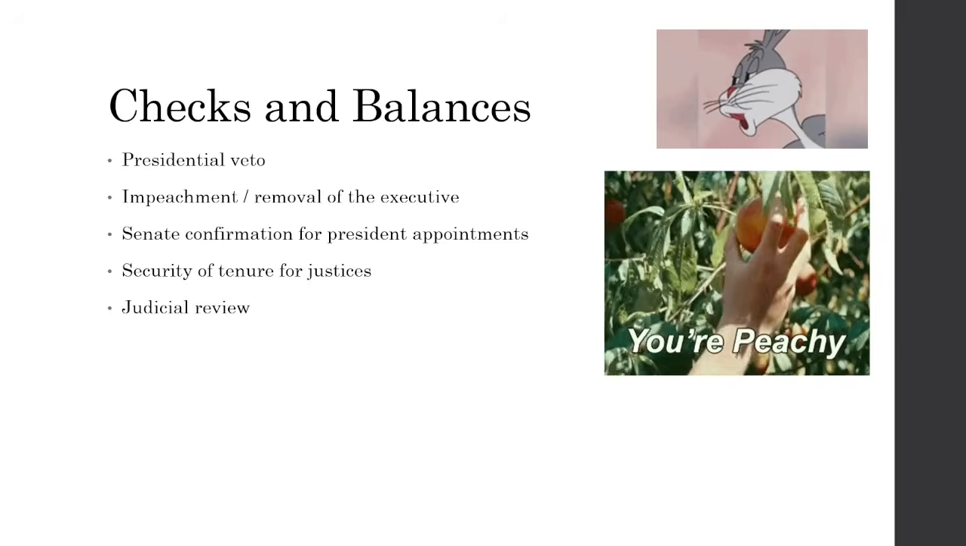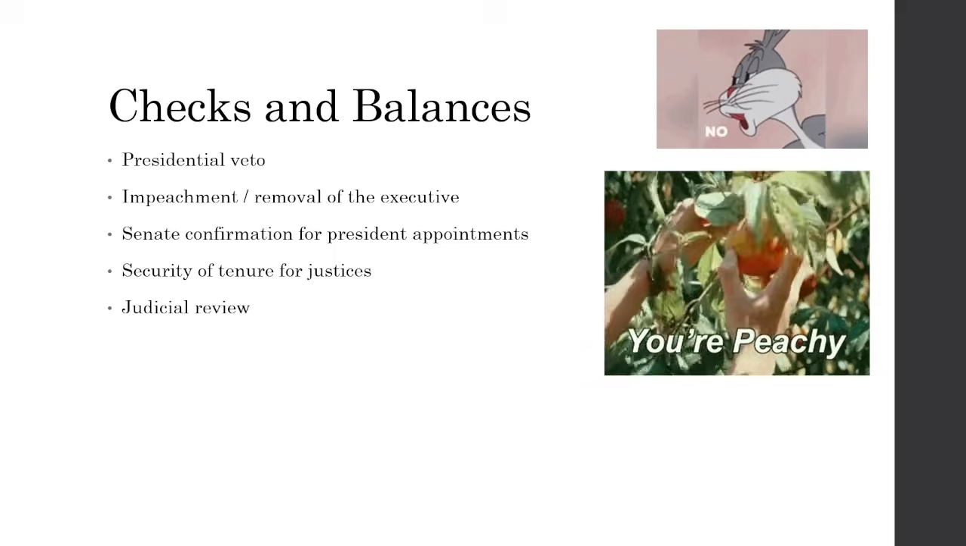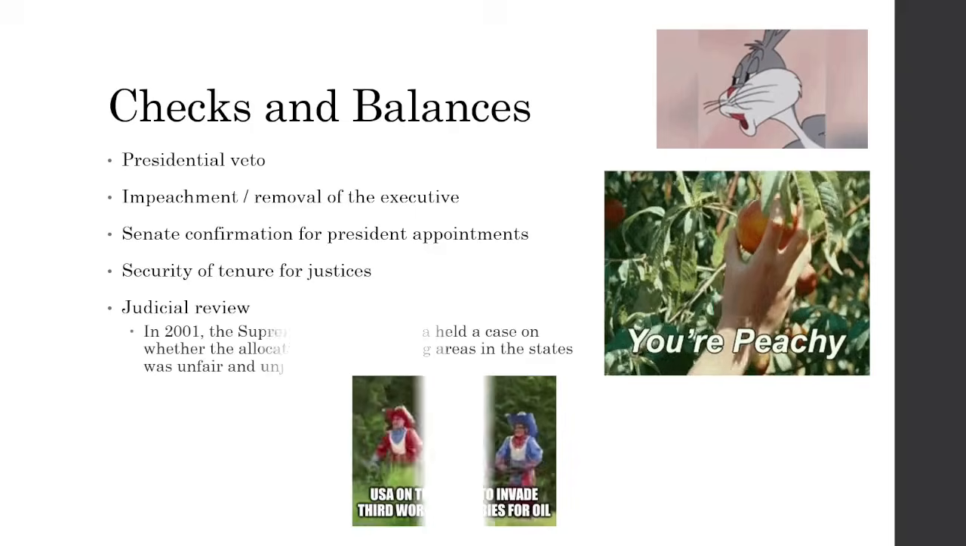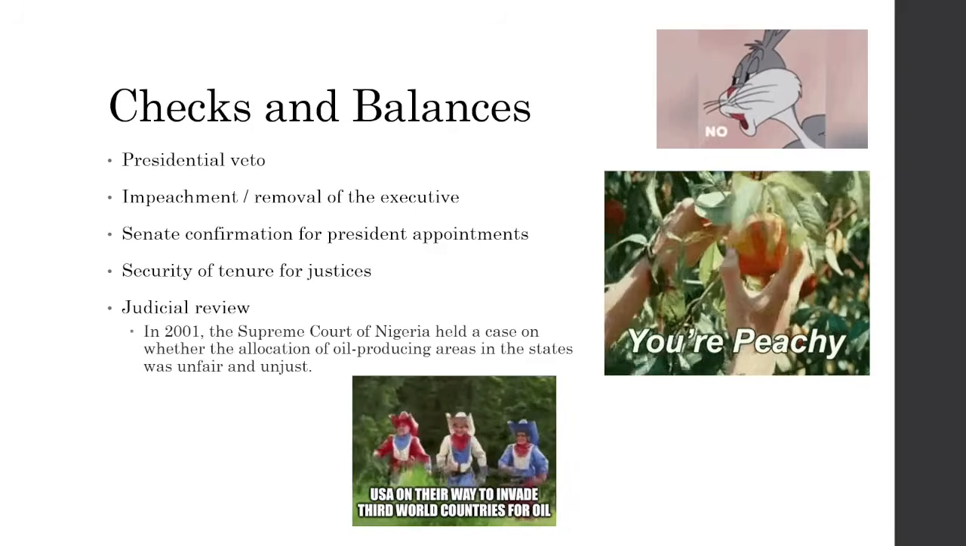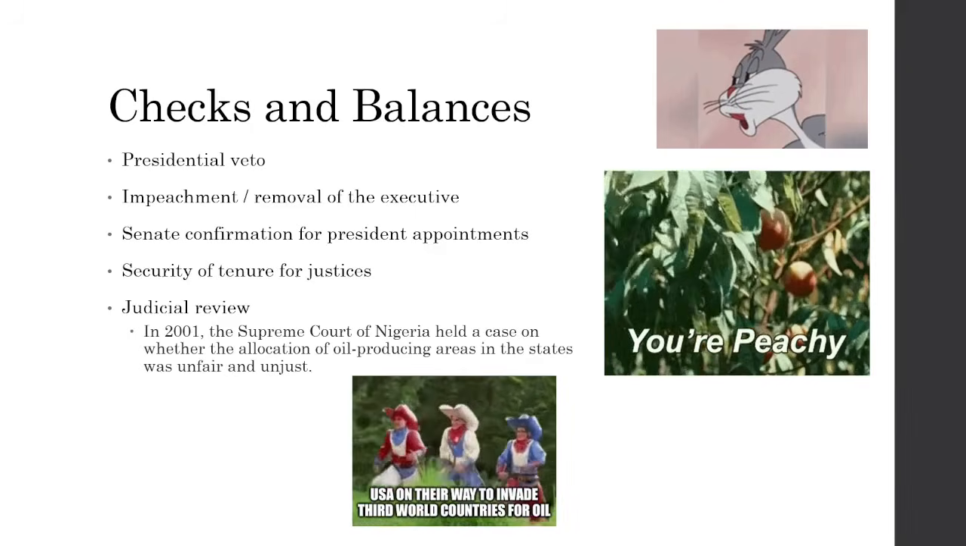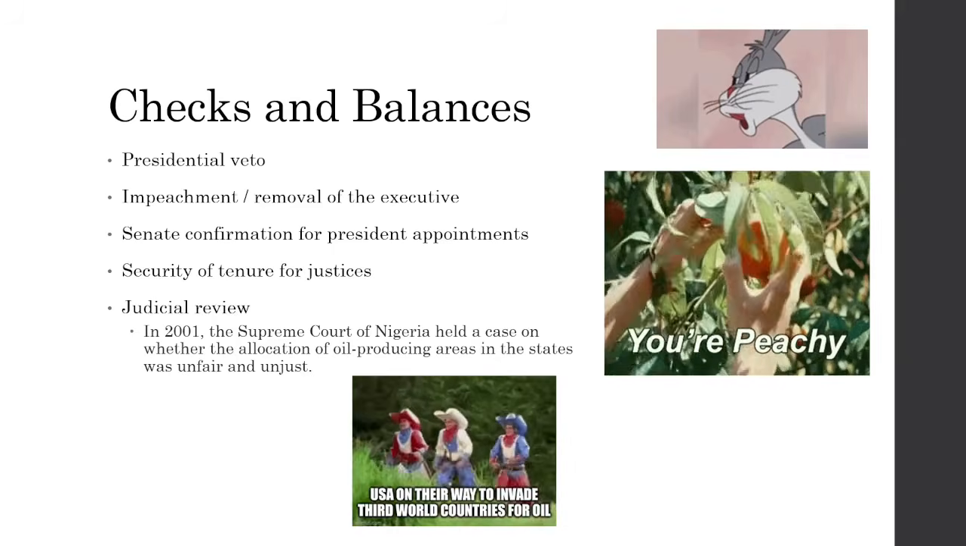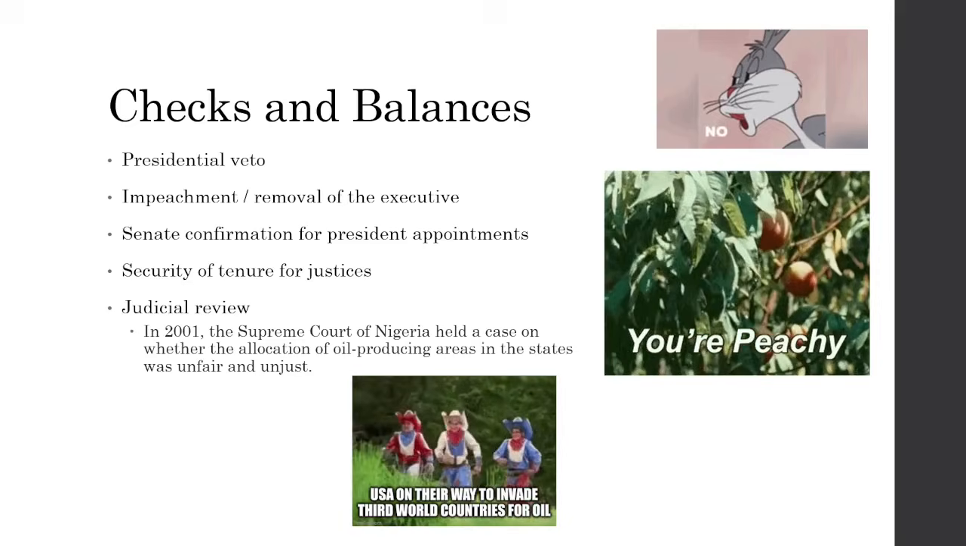Then there's judicial review. So essentially, the judicial system, the Supreme Court can rule a law unconstitutional. So in Nigeria in 2001, they held a case on whether the allocation of oil-producing areas in the states was unfair and unjust. That's an example of judicial review.